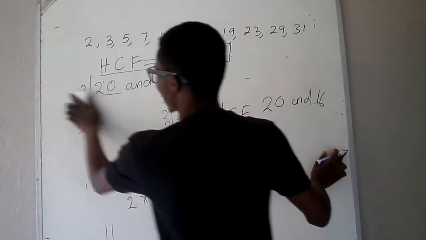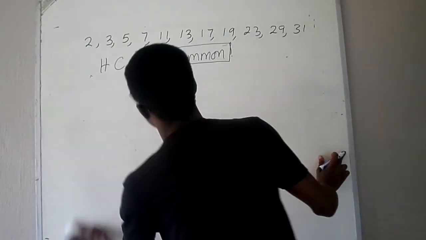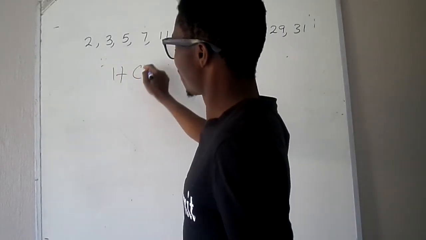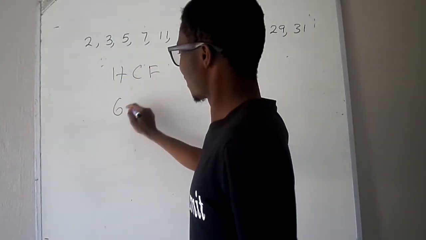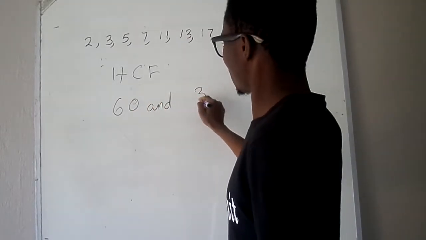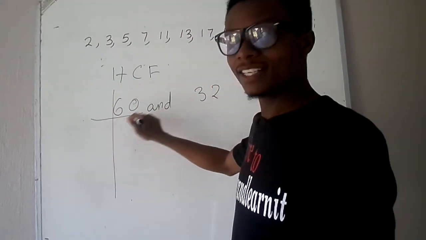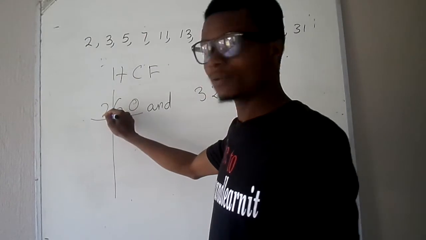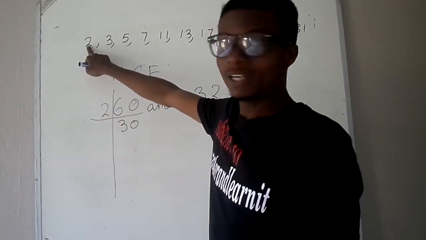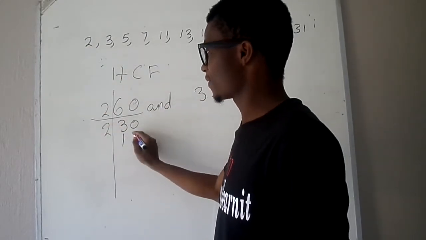Now let us do one last example before we move on to the next part. Finding the highest common factor of 60 and 32. I'm going to divide 60 by its prime factors, starting with the smallest prime factor, which is 2. 2 into 60, that's 30. The smallest prime factor that can divide 30 is 2. 2 into 30, that's 15.